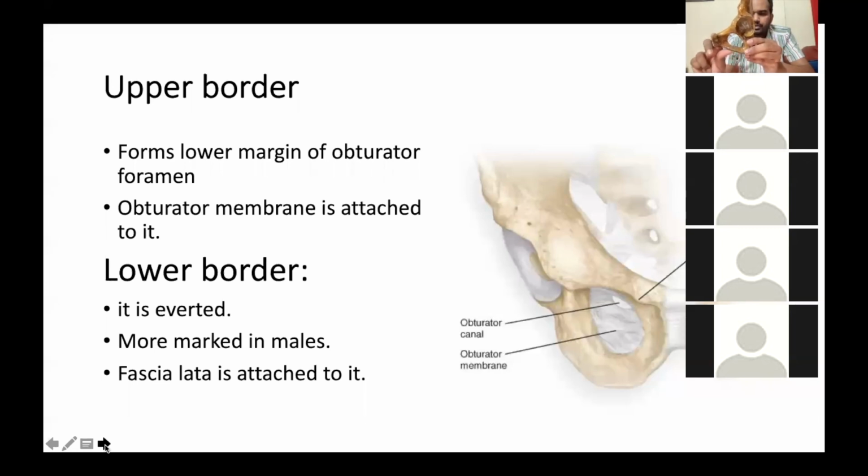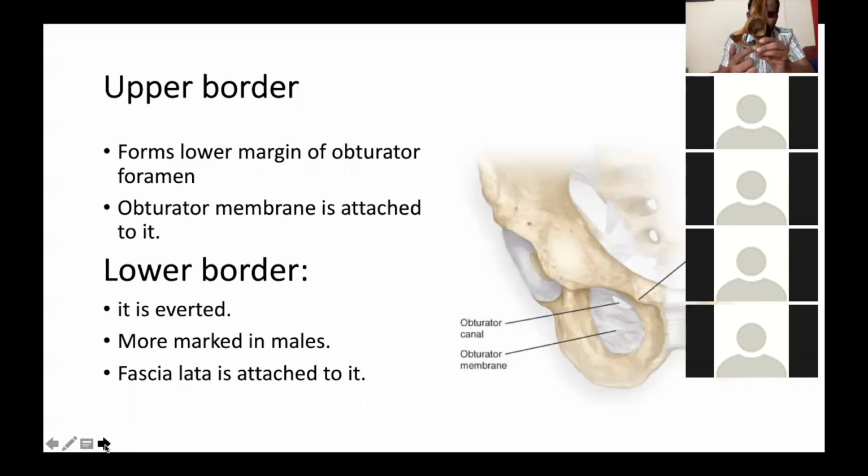Coming to the lower border. This lower border is everted. It is quite twisted. It is everted, and it is more marked in males when compared with the females. And to this, you see the fascia lata is attached. The fascia lata is attached to this lower border, and it is more prominent in the males when compared to the females.